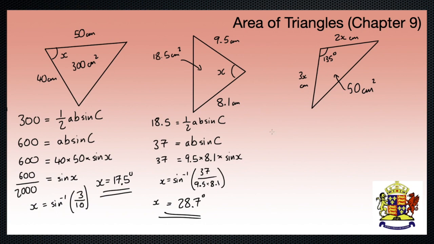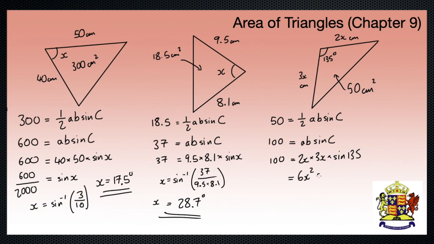Okay, the final one. We're told that the area is 50. This is going to equal our half AB sine C. So therefore 100 equals AB sine C. A is 2x, B is 3x, and C is 135. So we have 6x squared times sine 135, and that equals 100. Therefore 6x squared equals 100 divided by sine 135.